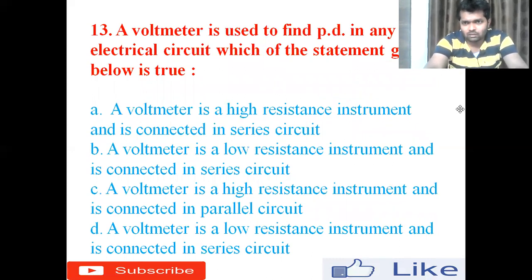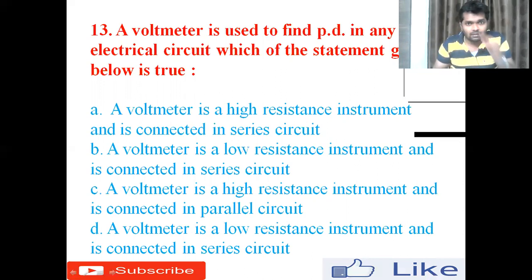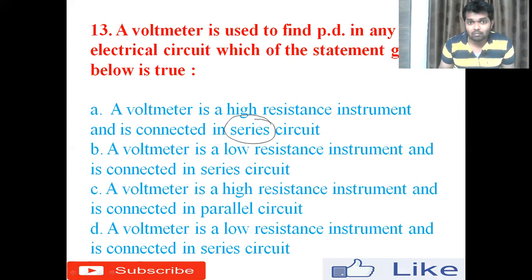Next question. A voltmeter is used to find potential difference in any electrical circuit. Which of the statements given below is true? So we'll see quickly. Option A: a voltmeter is a high resistance instrument and connected in series. As I told, the voltmeter will always be connected in parallel, so it is wrong. Next one: a voltmeter is a low resistance instrument and connected in series. Again, it is series, so it is wrong.